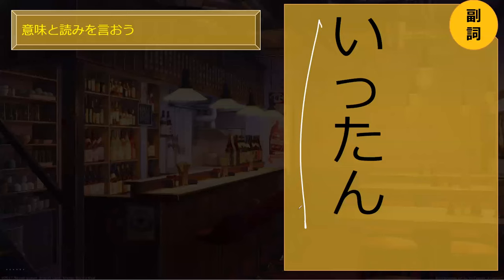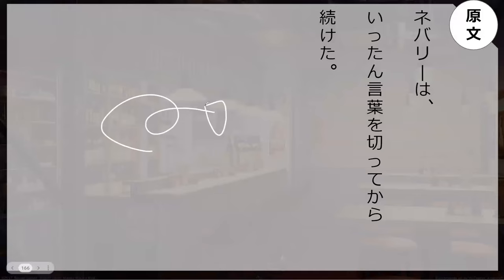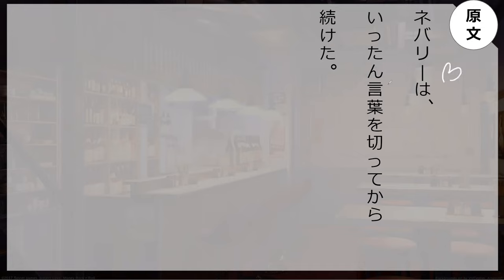So ittan is a word we did see in the past. It means like at once or for a moment. Ittan. And let's go read the line from the book. It says Neburi wa ittan, at once, kotoba o kitte kara tsuzuketa. Neburi at once stopped what he was saying, and after that, he continued. He took a pause, then he continued. Exactly. That's a great way of describing. Took a pause. So ittan does mean at once, but it can mean just briefly, for a short period of time. It's the other meaning of it. So it's just a small but instant. Done.